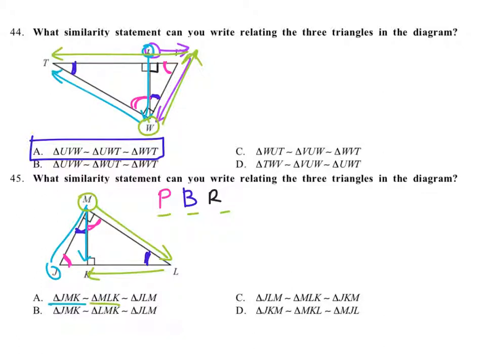Let's see what they do with that one. They say J, to L to M. Pink to blue to the right angle. This one follows that same order, pink to blue to right angle. And again, that first one is the one. That's it. So we're done.